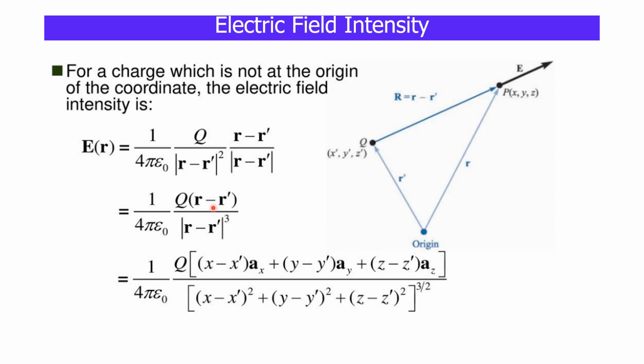Now, what is meant by R minus R dash? Actually, we are finding the distance vector between points P and Q. So it is represented as x minus x dash AX bar, y minus y dash AY bar, z minus z dash AZ bar. And for the denominator, we calculate the magnitude, which is the square root of x minus x dash square plus y minus y dash square plus z minus z dash square, raised to the power 3 by 2.